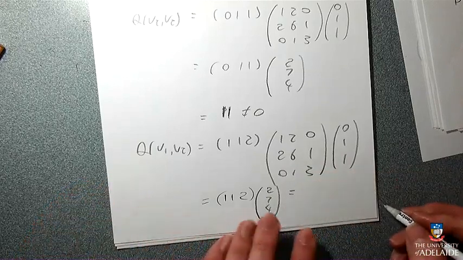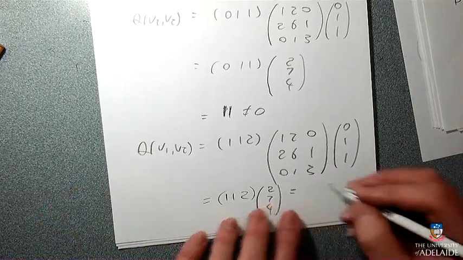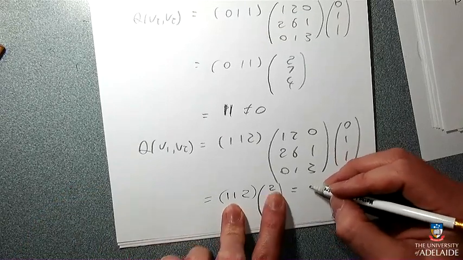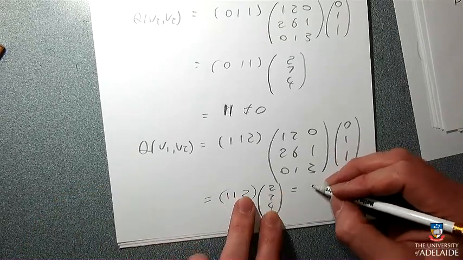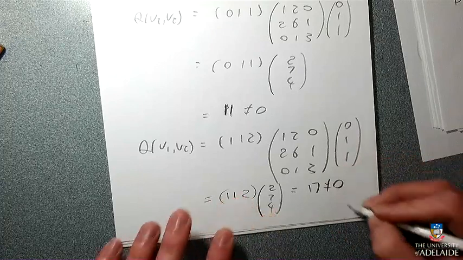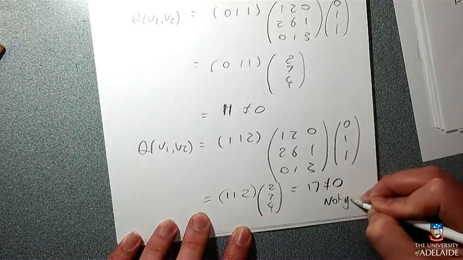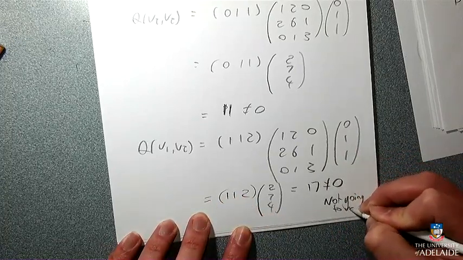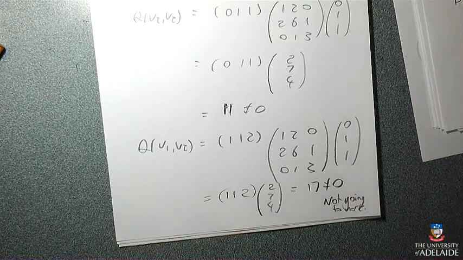Wow, this is not 0. So 2 plus 7 is 9, plus 8, which is 17, which is totally not 0, so it's not going to work. So I'm going to need to find a second vector that's actually orthogonal to this first one, and simultaneously in the subspace.